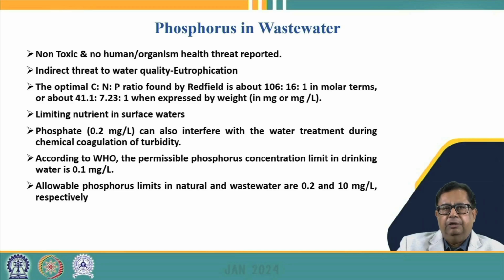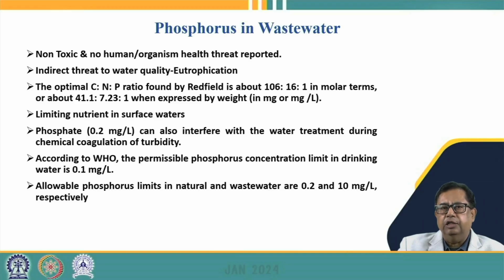The optimal ratio of carbon, nitrogen, and phosphorus that is required by the diatoms or the algae is given by the Redfield ratio, and it is nearly 106 to 16 to 1 in molar terms, and it is 41.1 to 7.23 to 1 when it is expressed in milligrams per liter. So we can see here that phosphorus is the least constituent which is required by the algae. So this becomes the limiting nutrient in the surface water, and we all know that the natural sources of phosphorus may be limited in the environment.